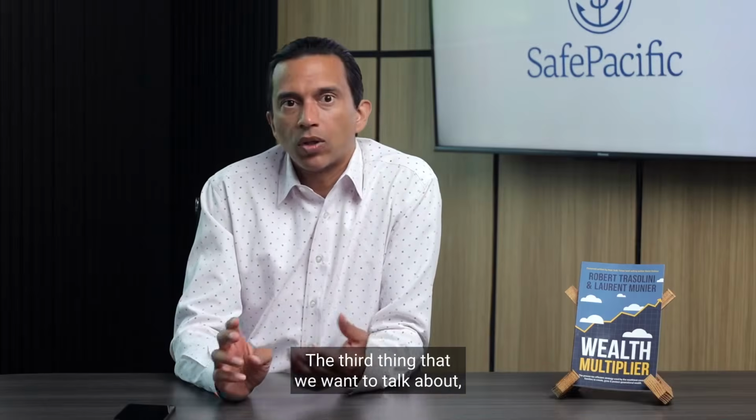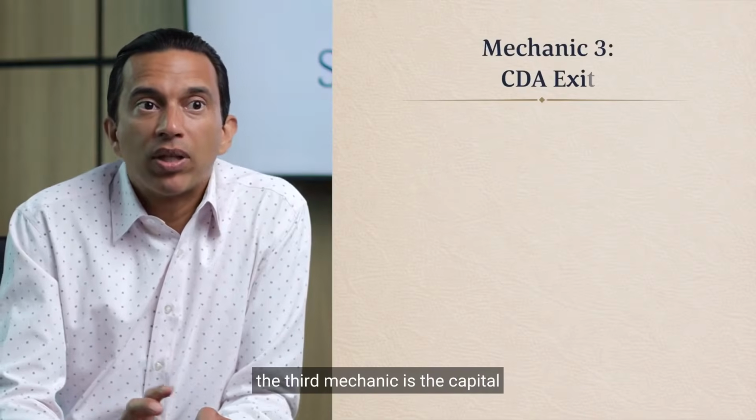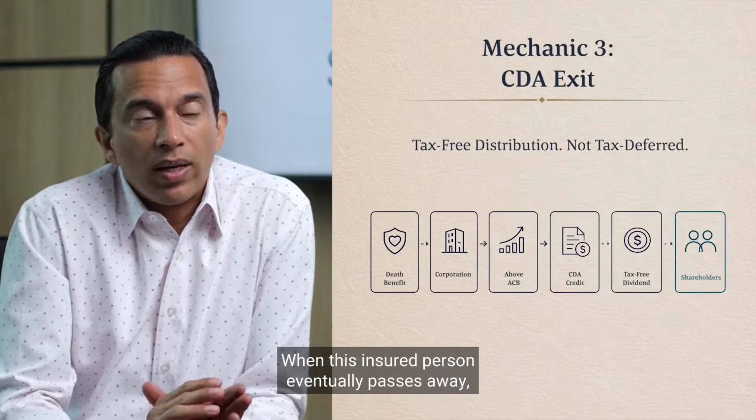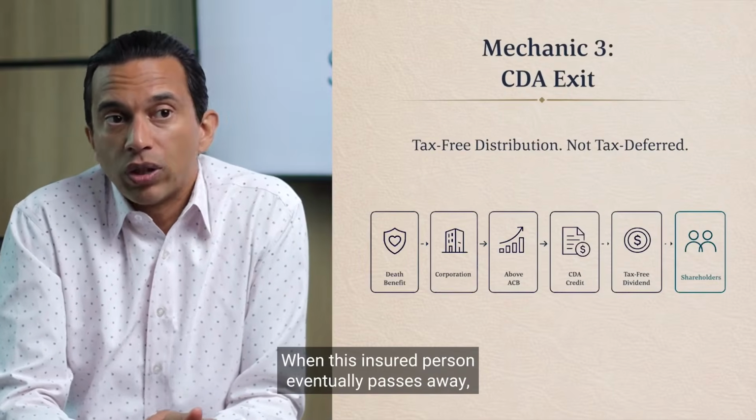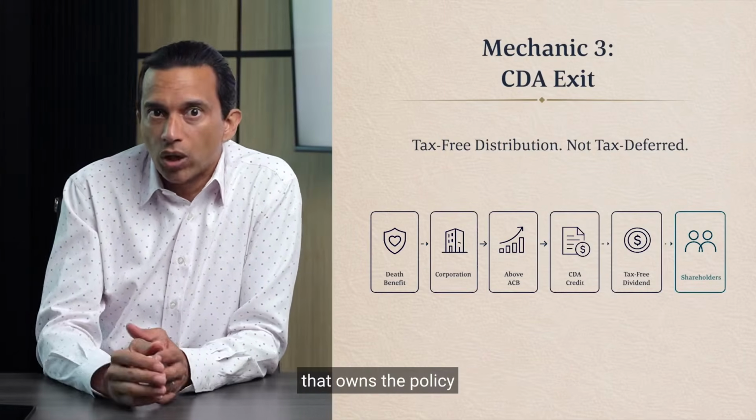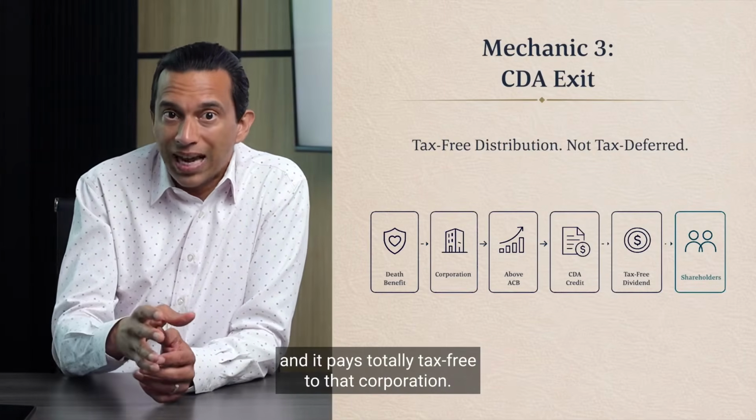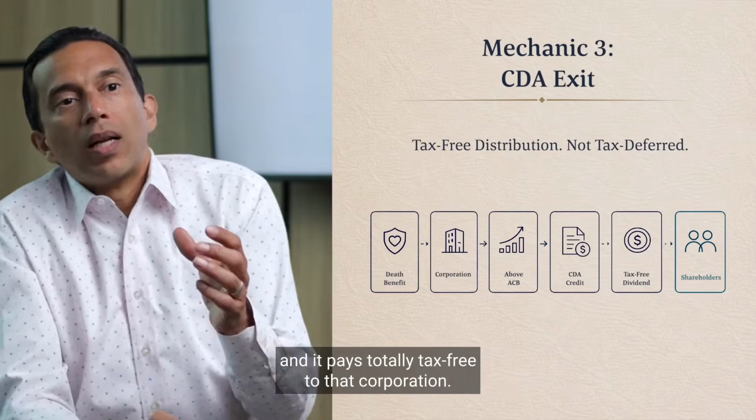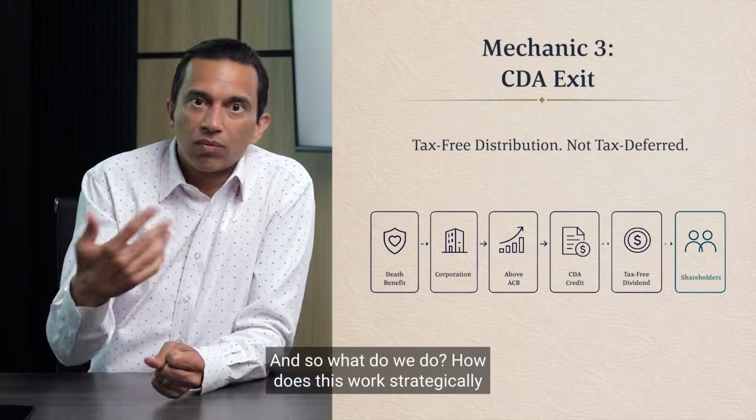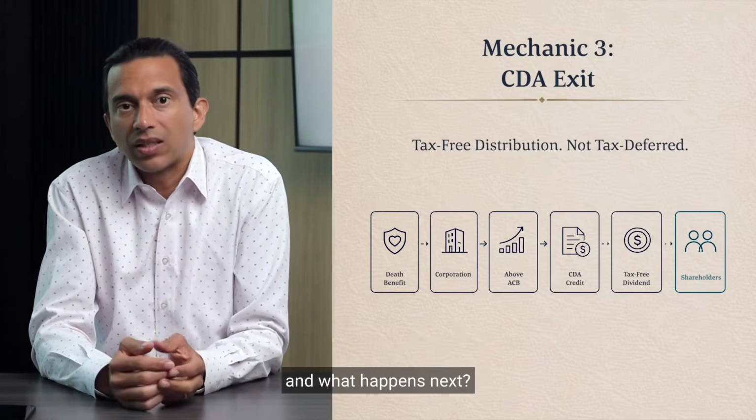The third thing that we want to talk about, the third mechanic, is the capital dividend account, the CDA. And this is at the very end. When this insured person eventually passes away, the death benefit pays to the corporation that owns the policy, and it pays totally tax-free to that corporation. And so now the corporation has this tax-free money. And so what do we do? How does this work strategically, and what happens next, right?